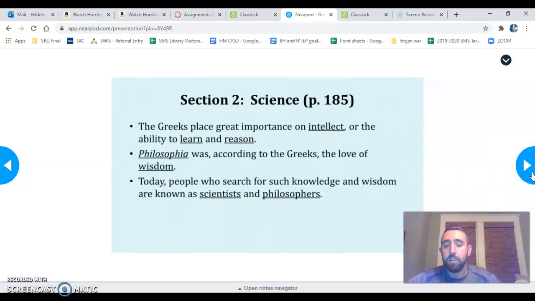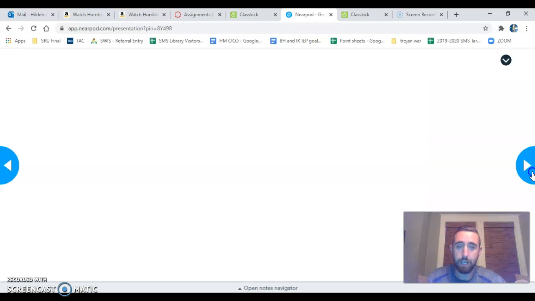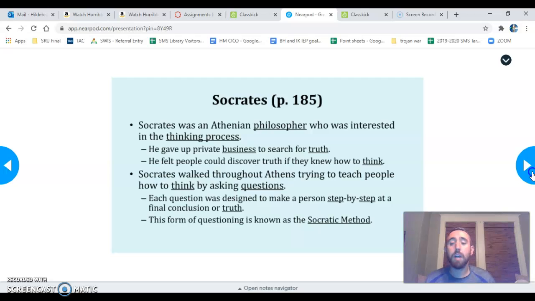But the Greeks, they placed a great importance on intelligence and intellect, being able to learn and to reason and to argue, right? We all love to argue. The Greeks were excellent at it. Philosophia is the Greek term for philosophy, and that's basically a love of wisdom. They loved getting smart, right? And that's going to translate into why they're such great scientists, which we'll talk about tomorrow, and mathematicians, and then also philosophers. So Socrates, he was from Athens. He is one of our first philosophers that we'll talk about.